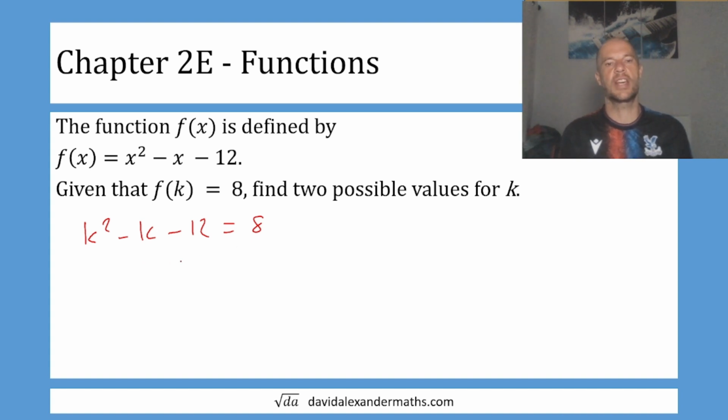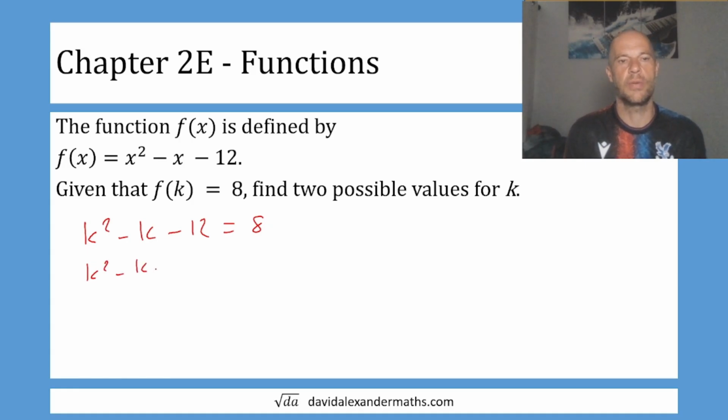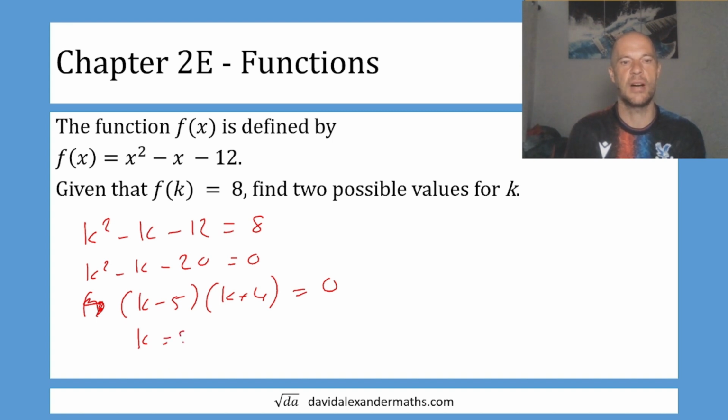So we've got a quadratic equation that equals 8, so if I subtract 8 from both sides it will then equal 0, and I can hopefully factorise and solve it. Factors of negative 20 that add up to negative 1 are, it's not x, it's a k, so let's try that again. So that's going to be k take away 5, k plus 4 equals 0. Let's just double check. Minus 5 plus 4 is minus 1. Minus 5 times positive 4 is negative 20. Good. So the two possible values for k are positive 5 and negative 4.